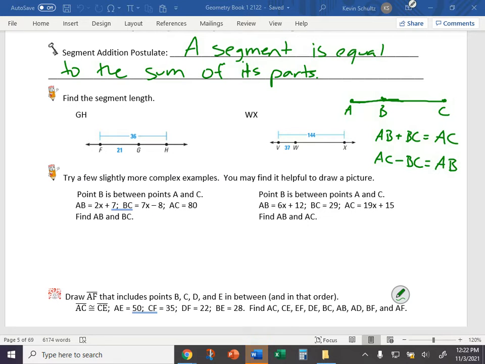What's the other kind of fact family we can write here involving these 3 parts? AC minus AB equals BC, right? The whole thing, AC, minus the large part is going to equal the smaller part, or the whole thing minus the smaller part is going to equal the larger part, okay? Those are basically all the relationships that we can get from this segment.